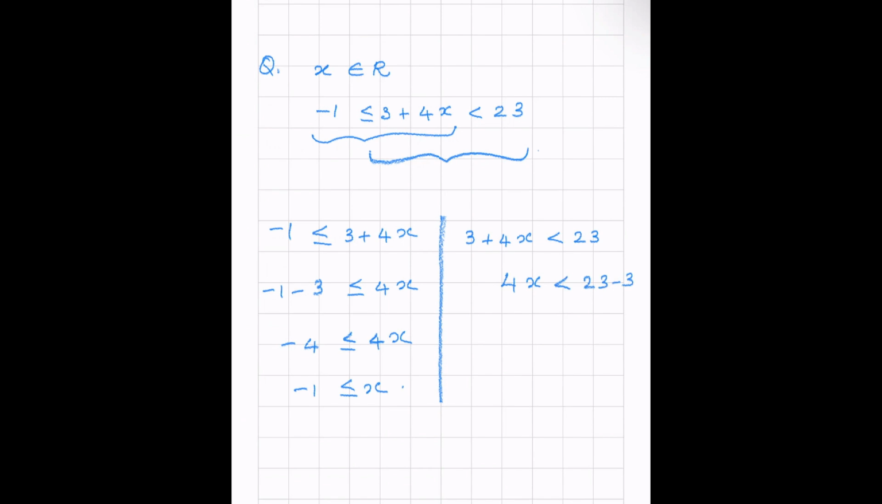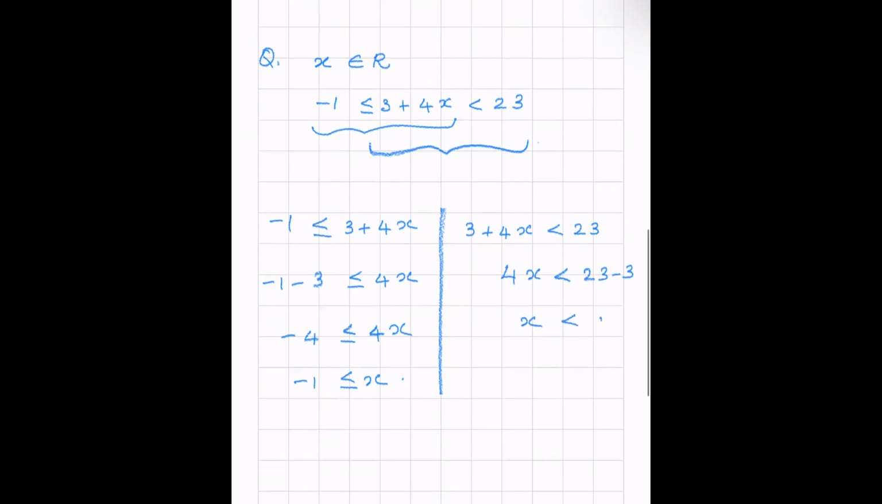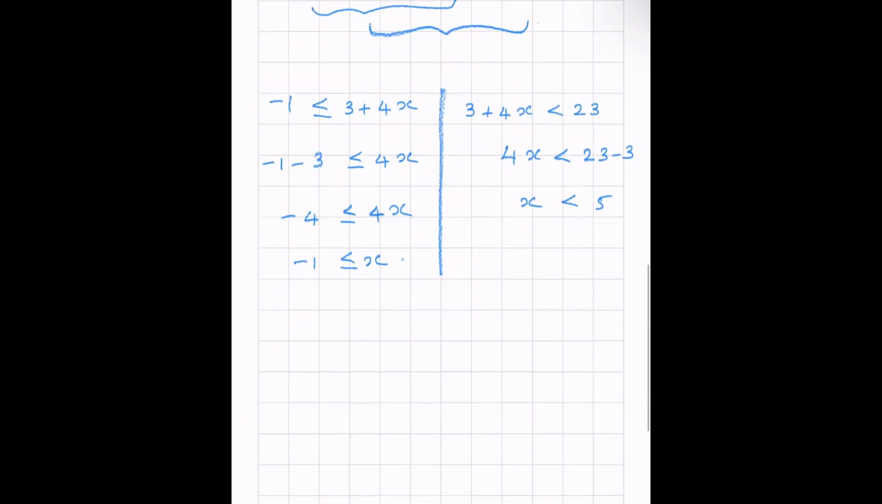Divide by 4, I get x less than, this side is 20, 20 by 4 is 5. Now combining the solution. How do I combine? Here the solution is -1 less than or equal to x, and on this side x is less than 5. That's all. I just combine them. Understood?